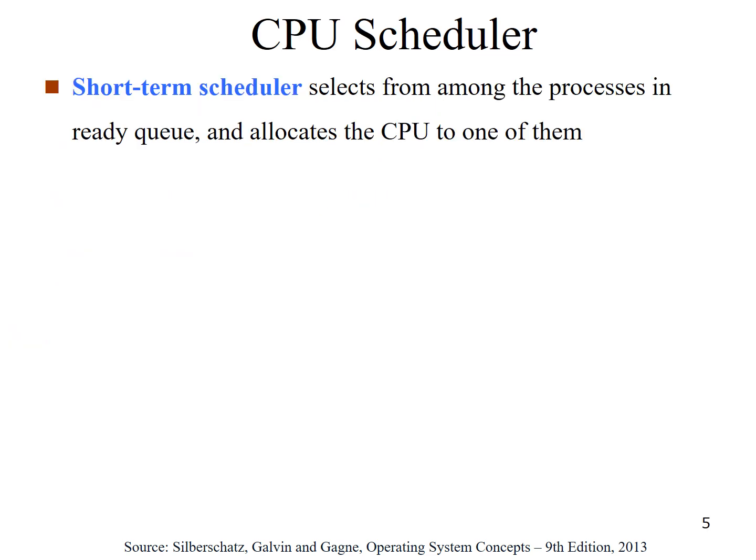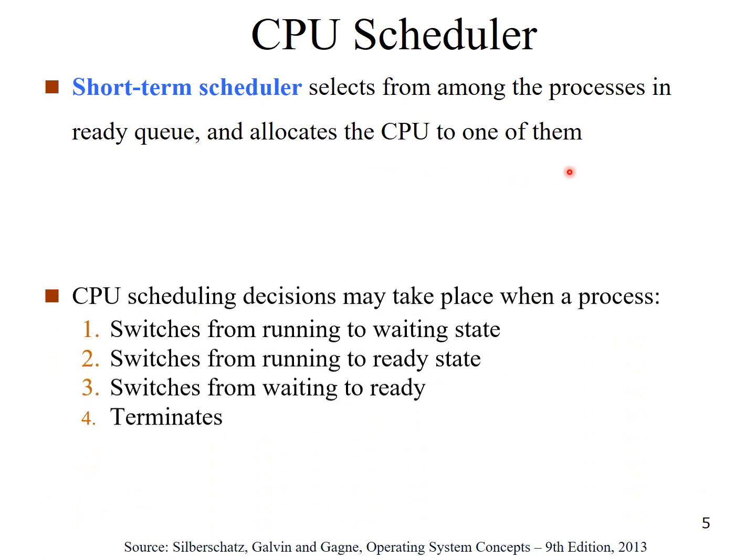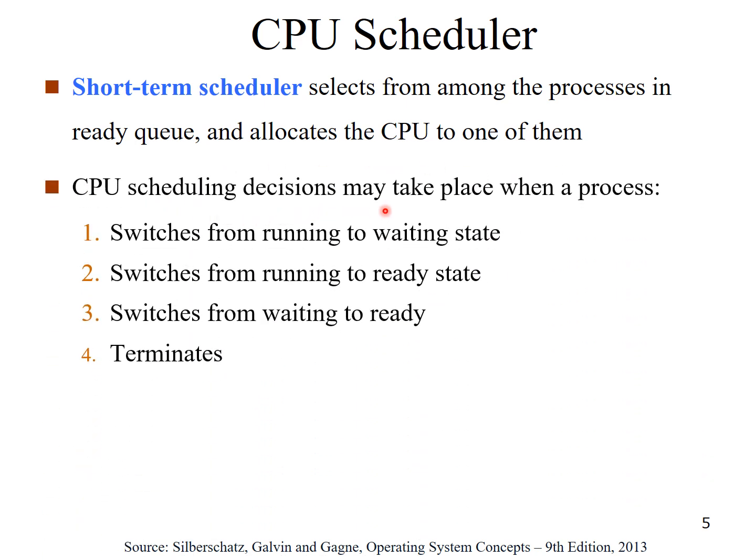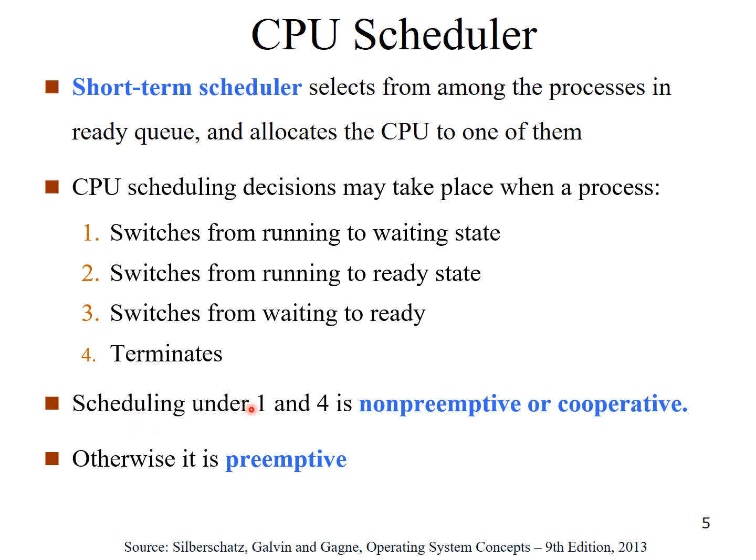CPU scheduler. Short-term scheduler selects the process from the processes available in the ready queue and allocates a CPU to one of them. CPU scheduling decisions may take place when a process switches from the running to the waiting state, switches from the running to the ready state, switches from the waiting to the ready state, terminates. Here, the scheduling under 1 and 4 is non-preemptive or cooperative. Otherwise, it is a preemptive scheduling.